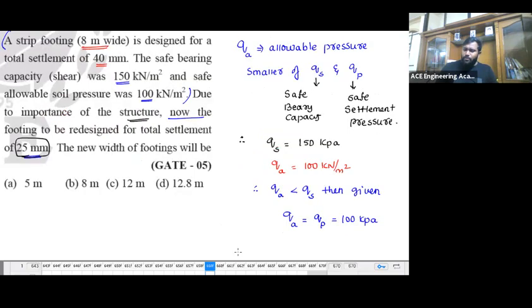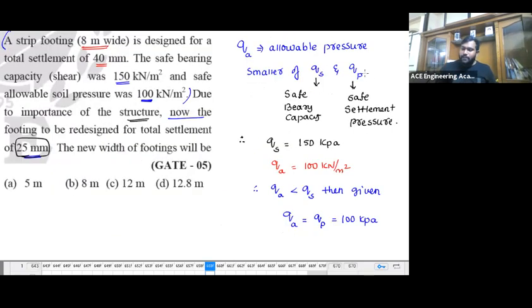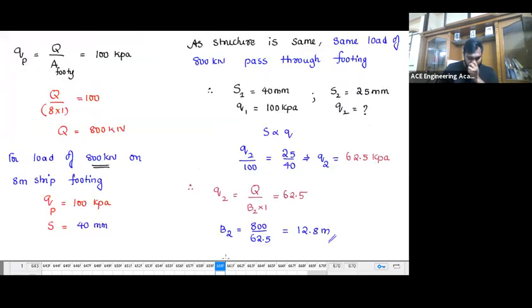What about Q-safe? You don't need to worry. Here they have given the Q-safe to confuse you. If they had not given this one, then I wouldn't need to bother about it at all. But they have mentioned the allowable soil pressure. So out of these two, which one do I have to take? I have to take allowable only, right? Whatever settlements we are calculating is for allowable. So we don't take 150. We are discussing the safe settlement pressure, about settlements, not the shear cases. So these types of questions you can expect from the plate load test.